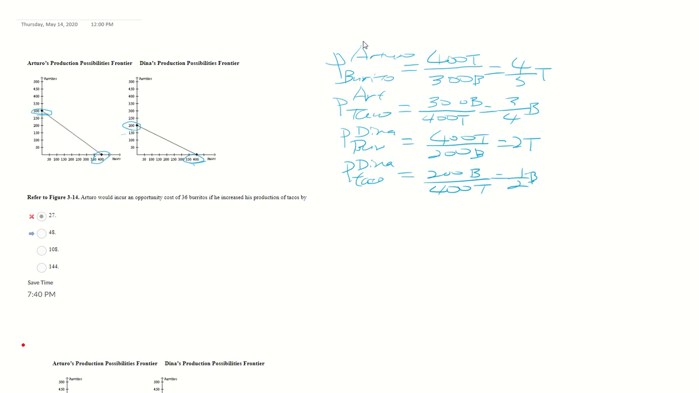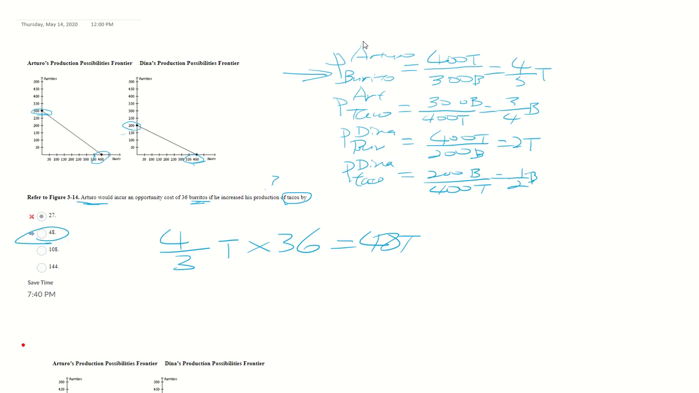Okay. Now the question is asking for Arturo, and it says if Arturo produces 36 burritos, how many tacos would that cost Arturo? We said for Arturo, for every burrito he produces, it costs him 4 over 3 tacos. So if he produces 36 of them, 36 times 4 over 3, simplified, is just 48 tacos. So the answer is going to be B.